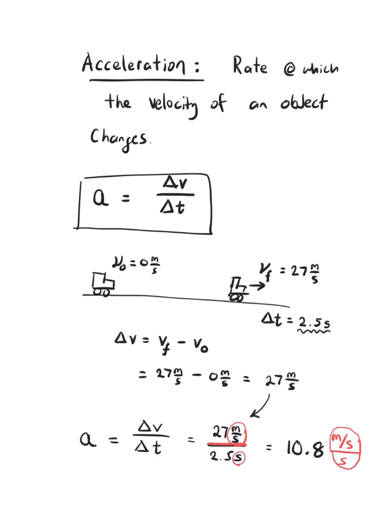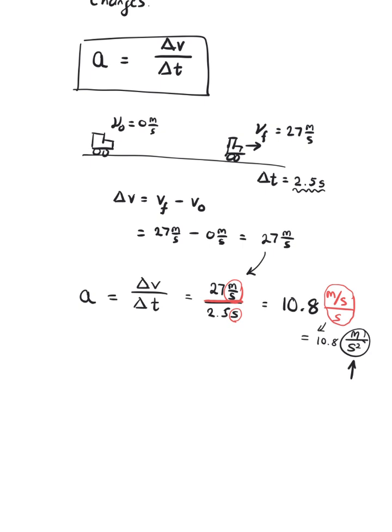And since we have 2 seconds in the denominator, I could rewrite that unit as meters per second times seconds. We have a second times a second in the denominator. And you can treat units like variables. So just like in algebra where you have x times x is equal to x squared, seconds times seconds is seconds squared. So I could rewrite that as meters per second squared. And this is the unit for acceleration that we're going to use in physics.